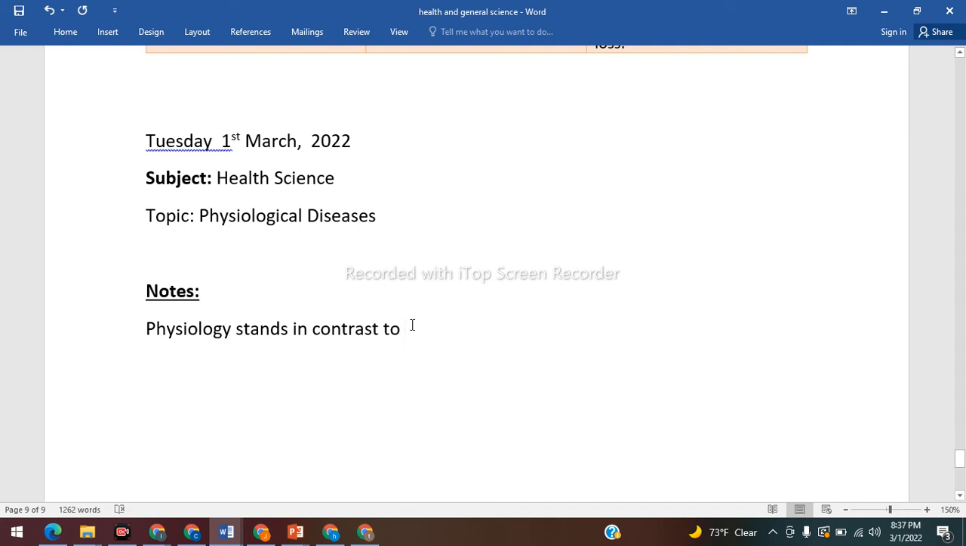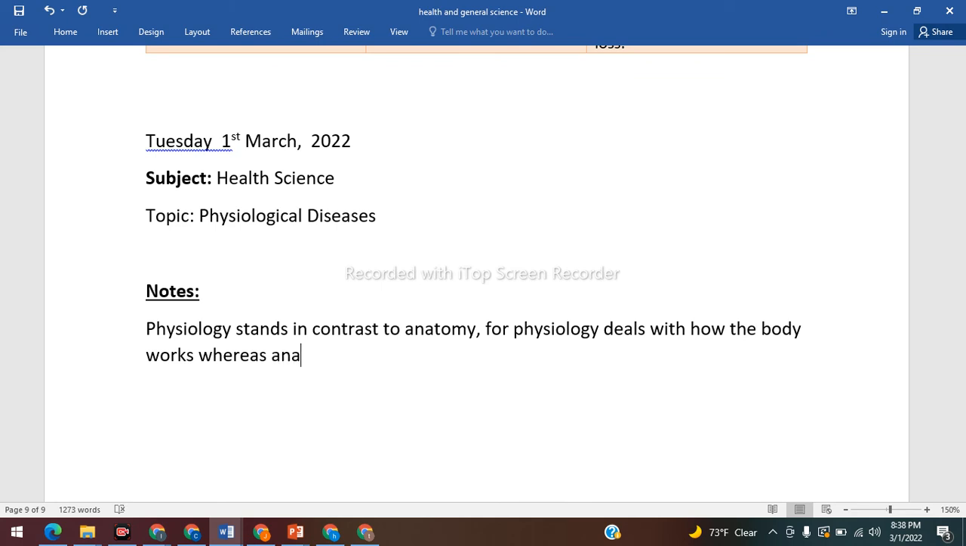Physiology stands in contrast to anatomy. Physiology deals with how the body functions or works, whereas anatomy deals with how the body looks. So physiology deals with, hey, how does the body work?